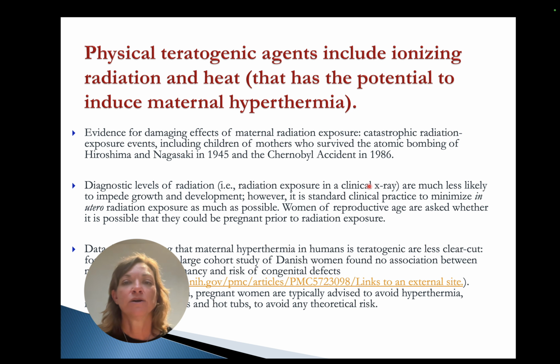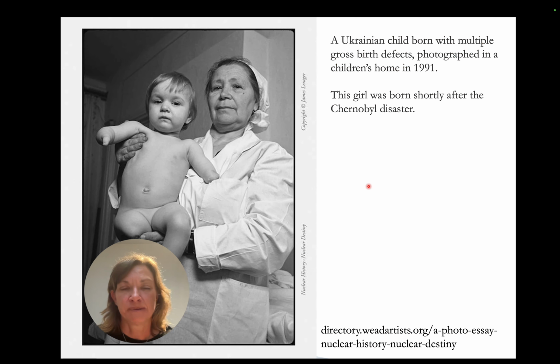And children who were born after those events often, not always, but often had pronounced birth defects. So this is a Ukrainian child born with multiple gross birth defects. That means they're visible in gross anatomy. You can see them by looking at her. Photographed in a children's home in 1991. She was born soon after Chernobyl, which meant her mom was pregnant and exposed to radiation in the Chernobyl disaster.